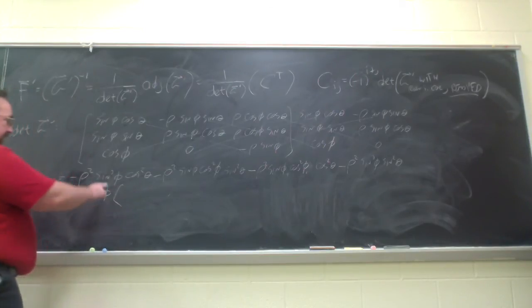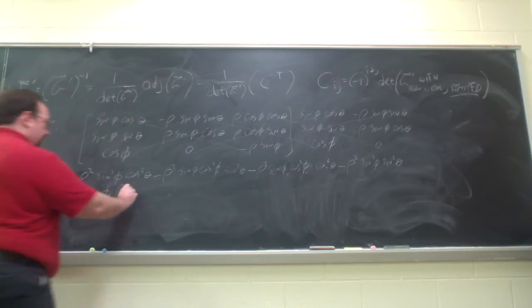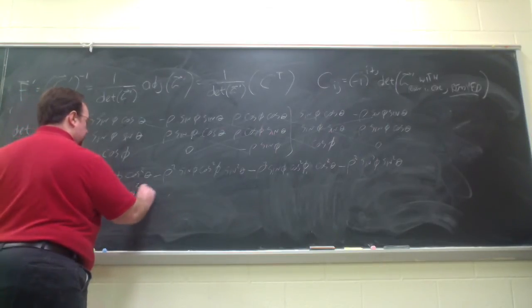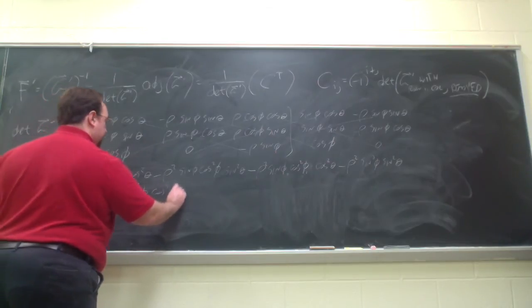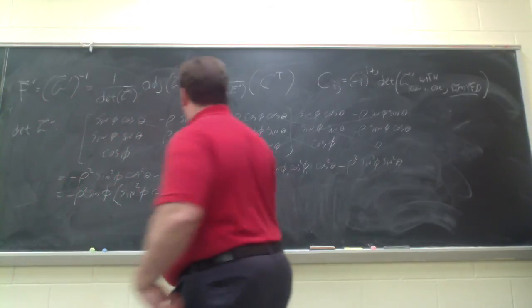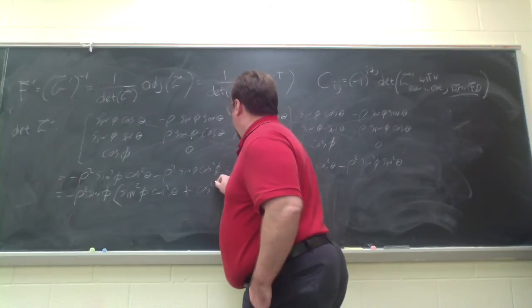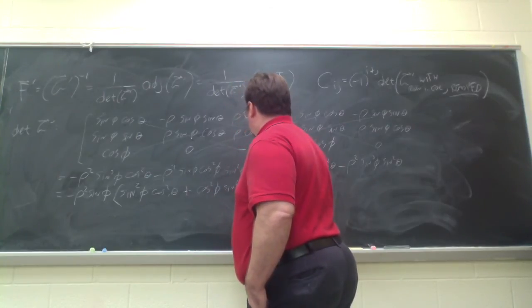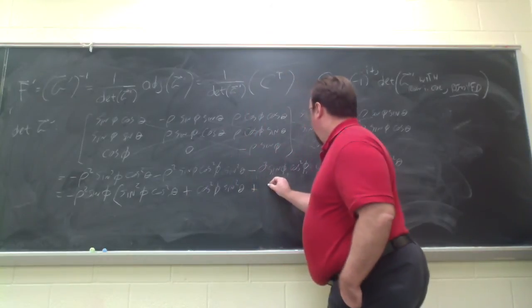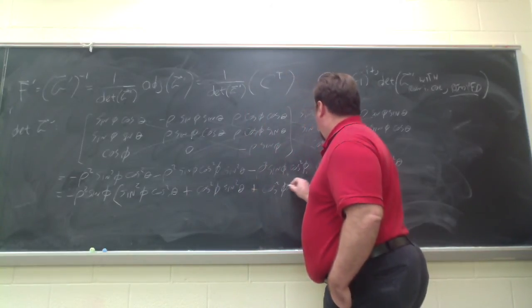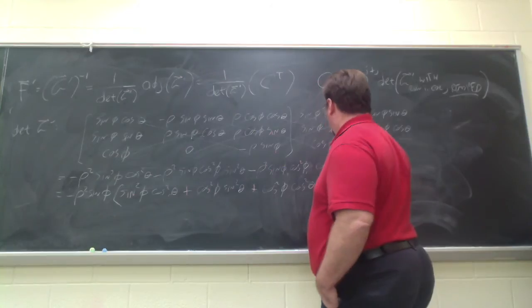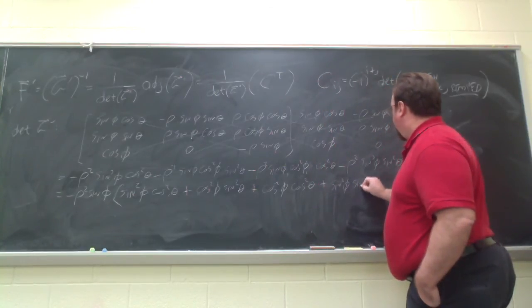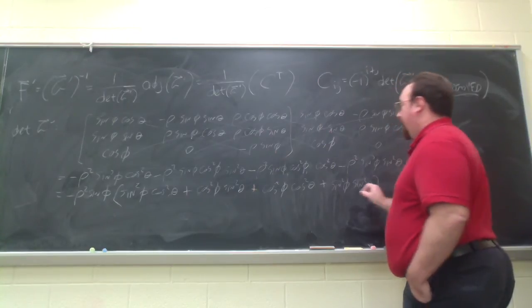Now let's see what's left. We have sine squared phi cosine squared theta plus cosine squared phi sine squared theta plus cosine squared phi cosine squared theta plus sine squared phi sine squared theta. Oh, they go to 1.